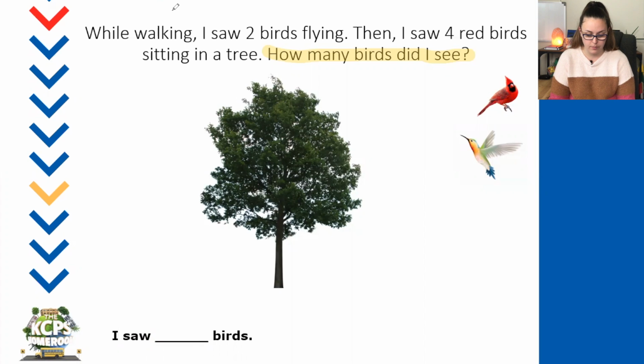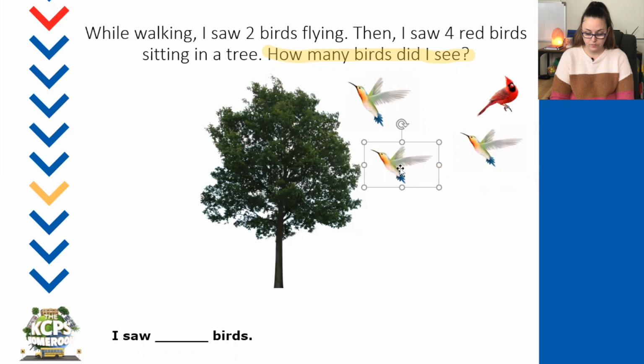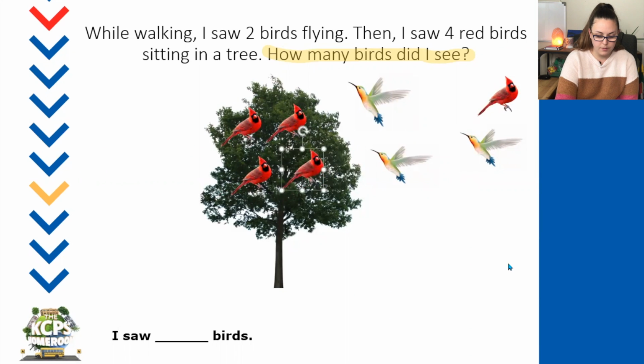So now let's go back to the problem. While walking, I saw two birds flying. We're going to stop there. So I'm going to take the two birds and I'm going to make them fly. So here's one bird flying and there's two birds flying. The next sentence says, then I saw four red birds sitting in a tree. So I take my red birds and we're going to move them to the tree. 1, 2, 3, and 4.